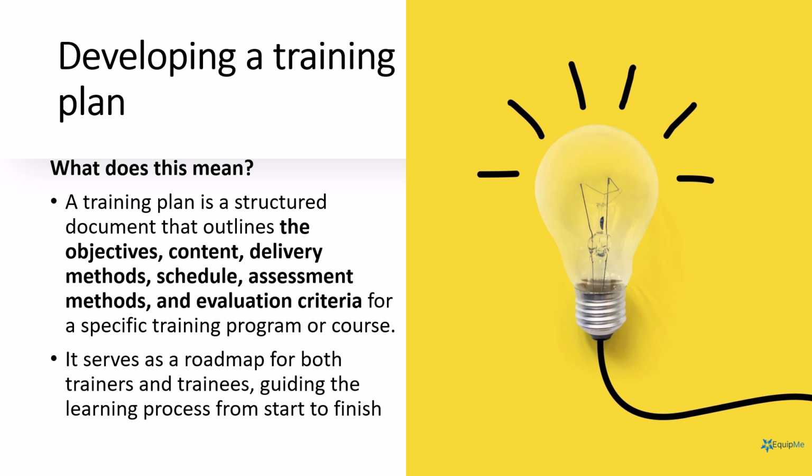Now that we understand what effective training is and we understand why it's important to be guided by someone senior to you, let's then develop a training plan. But what is a training plan? A training plan is a structured document that outlines the objectives of the training, the content of the training, the delivery method. So how will you deliver the content of what you want to train on? For instance, if I wanted to train on malaria, how will I deliver the information about malaria to the people I want to train?